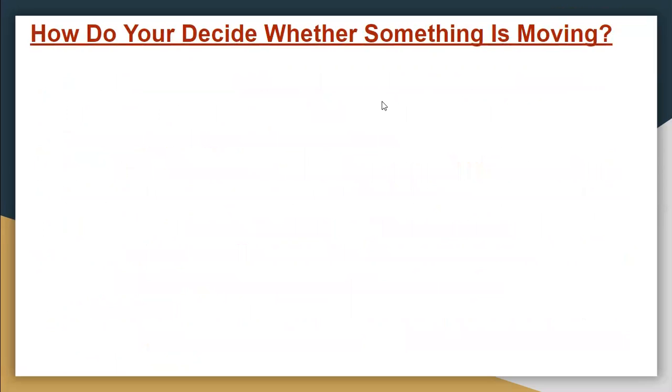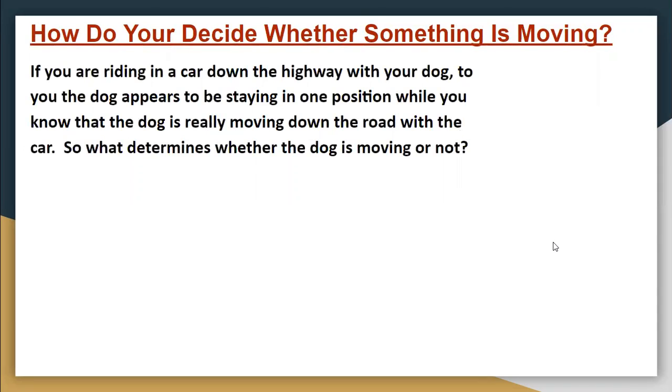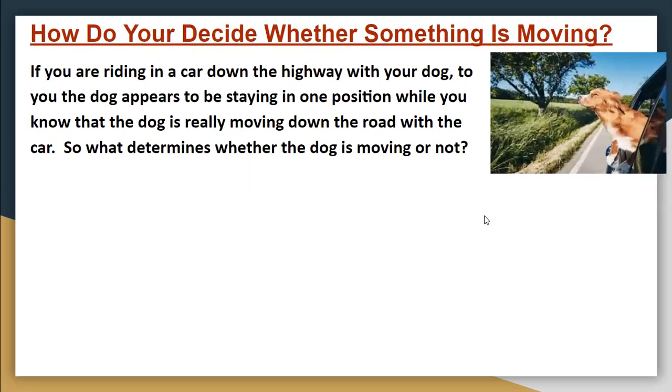Okay, how do you decide whether something is moving? Well, if you're riding in a car down the highway with your dog, to you the dog appears to be staying in one position. Well, you know that the dog really is moving, especially if he has his head out the window and the wind's blowing and his ears are flapping back, right? So what determines whether the dog is moving or not? Is the dog really moving? So there's your dog with his head out the window, smelling the air.